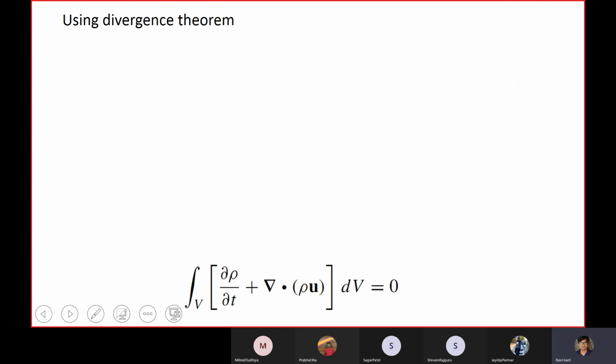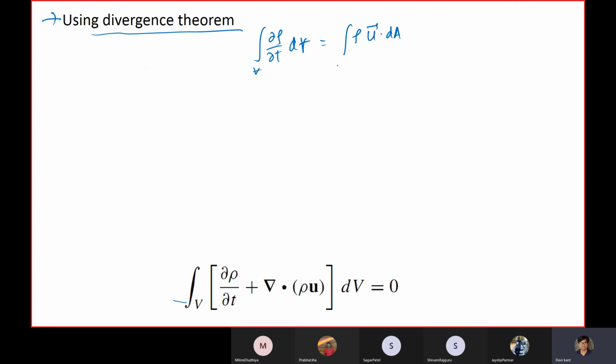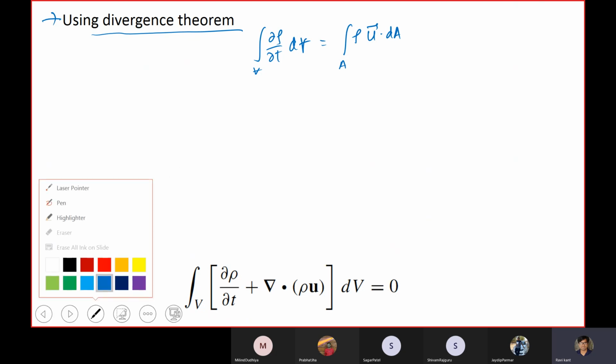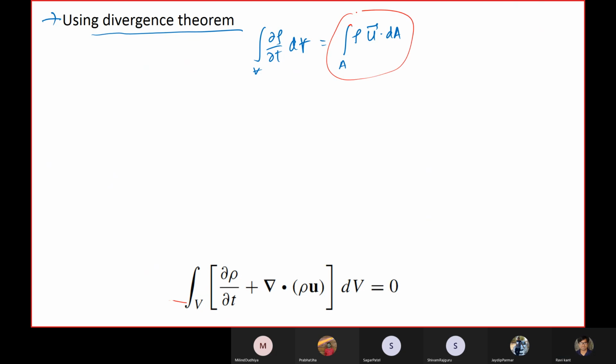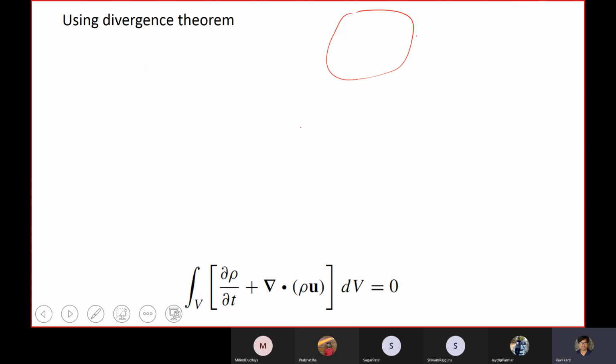Now we will also use something we have studied, that is the divergence theorem. So what we have seen so far is ∂rho/∂t dV is equal to rho u dot dA, integrated over the area. Now this can be converted to, what would happen?